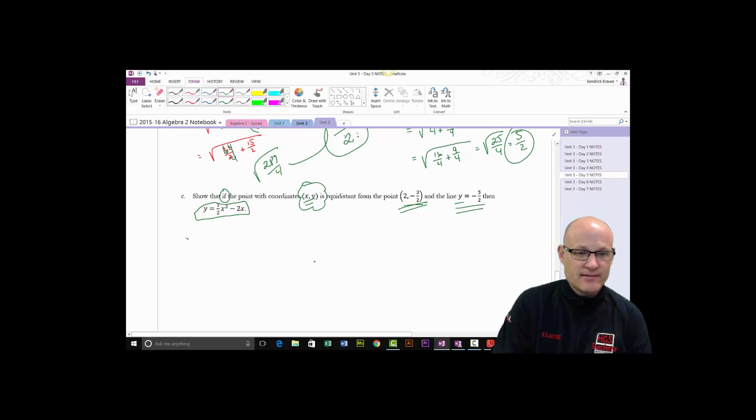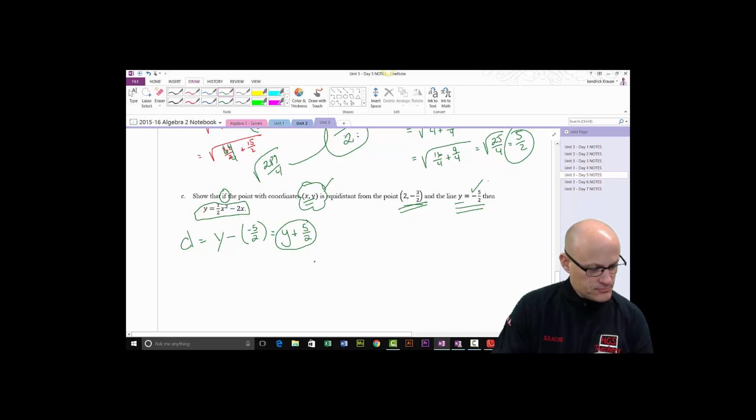So the first part is we're going to find the distance between the y values. We're going to do the easy one. So we're going to do y minus -5 over 2. So this is just y plus 5 halves. So that's the equal part. That's the easy part. The distance between the point and the directrix. Oh, in my notes I didn't do that part. And then the other part's a little bit more complicated. It's going to be the distance between, so it's x minus 2 squared plus y minus -3 over 2 squared. All right.